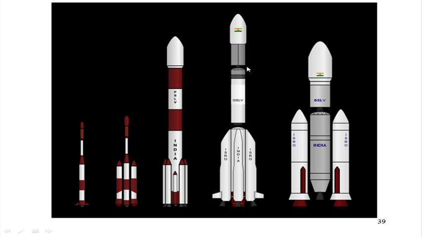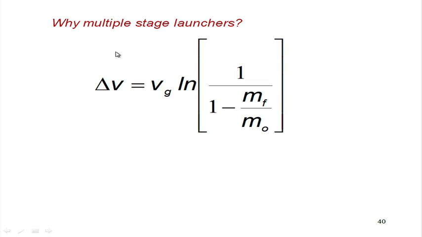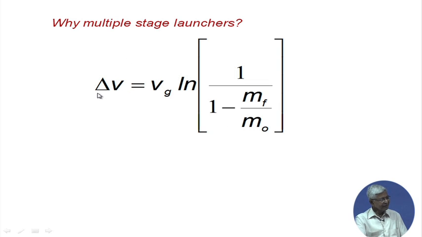But one interesting thing why I am showing the picture is you can see there are stages, colors you can see, at least here you can see it very clearly, that this is a separate rocket, this is a separate rocket, this piece is a separate rocket, and they are integrated together. Why? That is the question. Why multiple stages?